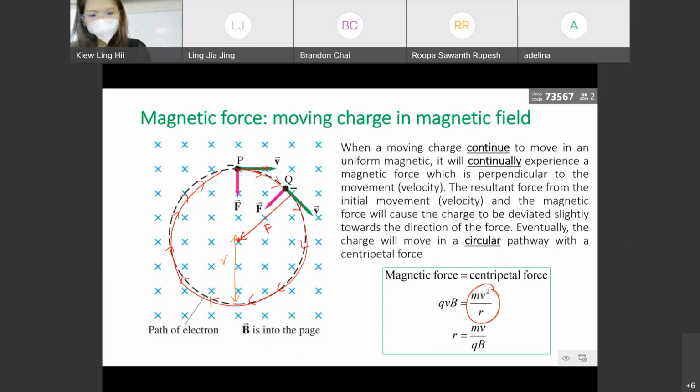So in this case, the charge is moving in a circular pathway due to the magnetic force as well. So we equate magnetic force to centripetal force. So magnetic force qvB equals mv squared over r. With this v is the velocity of the charge, and r is the radius of the circular pathway. Okay.